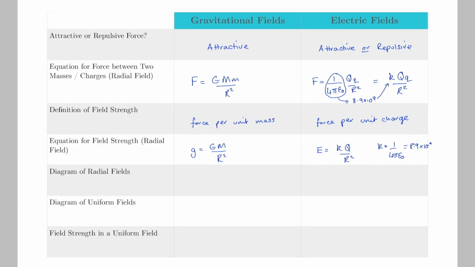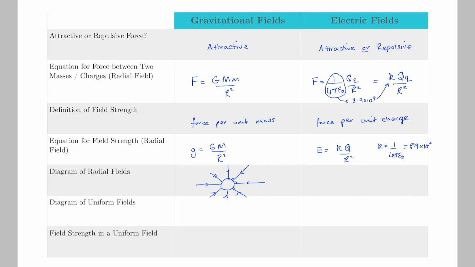The diagram of radial fields. Now, if we imagine we're looking at a planet from very far away, we can see it as a round radial field. And the field lines follow a very distinctive pattern that you'll become very used to. They look like this. The gravitational field is always attractive, so the field lines will be pointing towards the centre of the mass, and you will notice that they are all perpendicular to the surface of the mass as well.